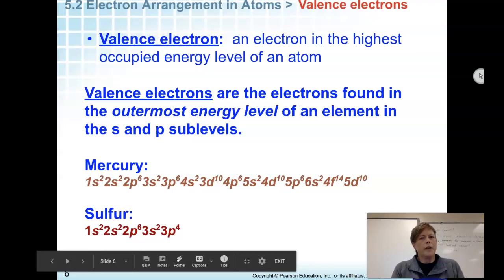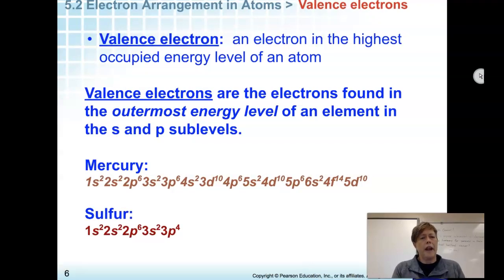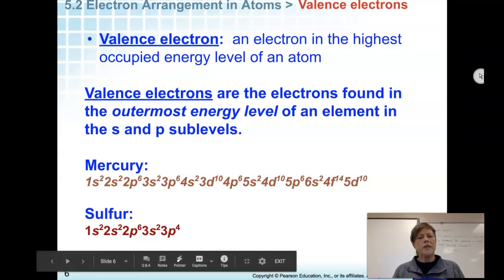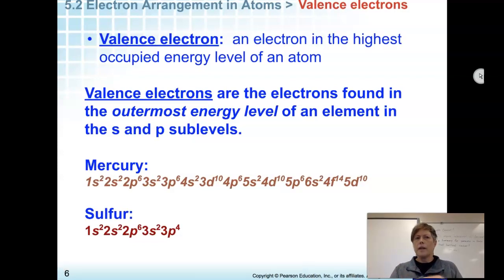Valence electrons are electrons in the highest occupied energy level of an atom. We like to think of them as electrons that are found in the outermost energy levels located in the s and the p sublevels. So let's have a look at two elements. I've written down the electron configuration for mercury and for sulfur. The outermost energy level is going to be the one that's farthest away from the nucleus. Well, the first energy level is right next to the nucleus. So the bigger the number is, the more outer it is from the nucleus.